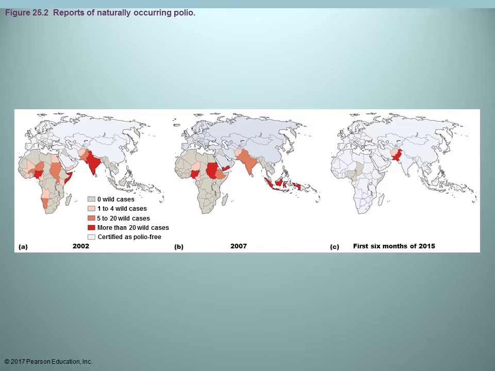Look at the first 6 months of 2015, and you'll notice most areas did not have cases of it, but there are select areas where it does look like the number of wild cases is increasing.